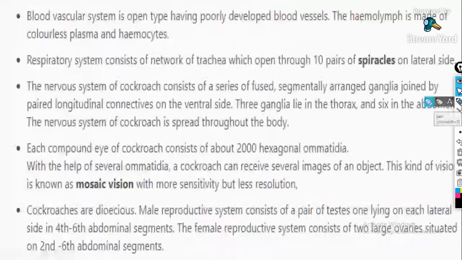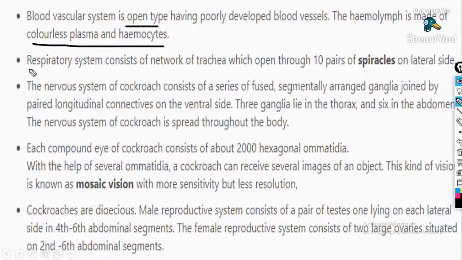Uric acid. Blood vascular system is open type. Hemolymph is made up of colorless plasma and hemocytes. Respiratory system consists of a network of trachea which open through 10 pairs of spiracles on the lateral side. Nervous system of cockroach consists of a series of fused, segmentally arranged ganglia joined by a pair of longitudinal connectives on the ventral side. All this we have told.